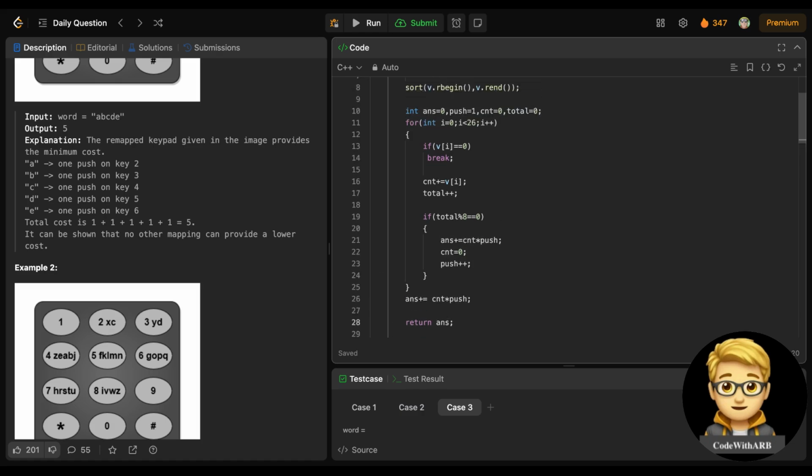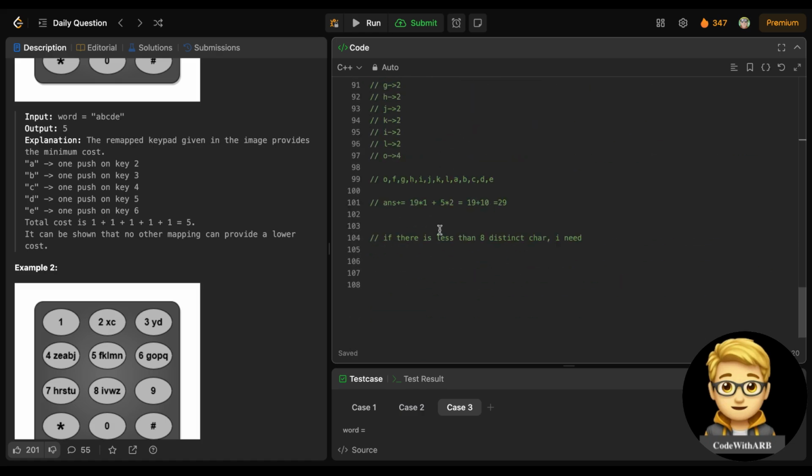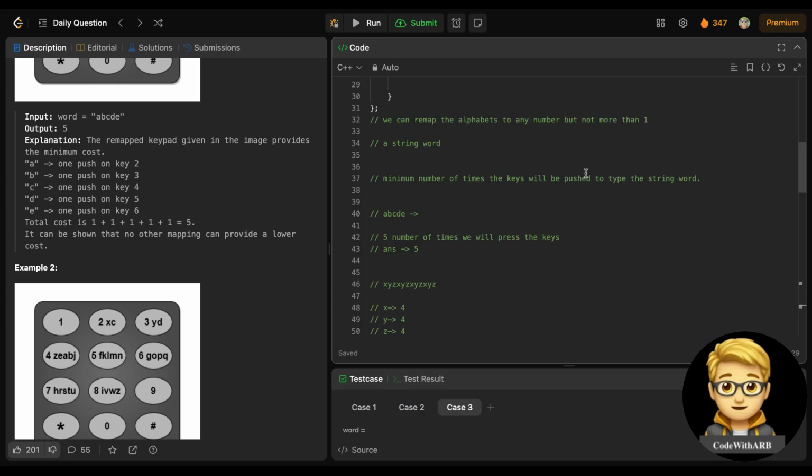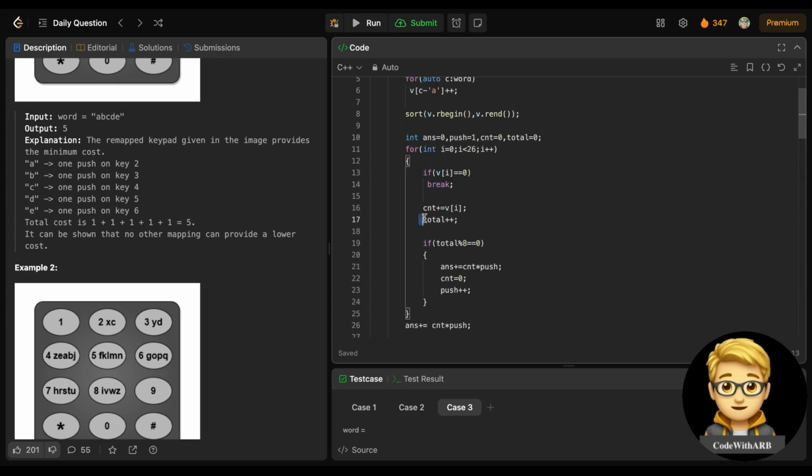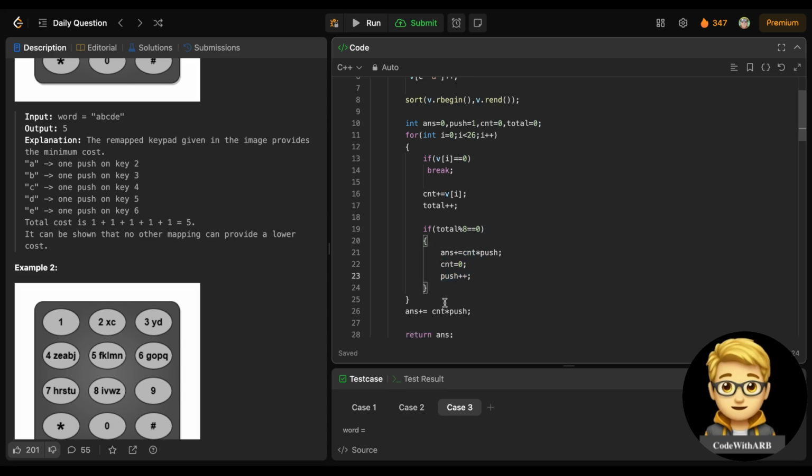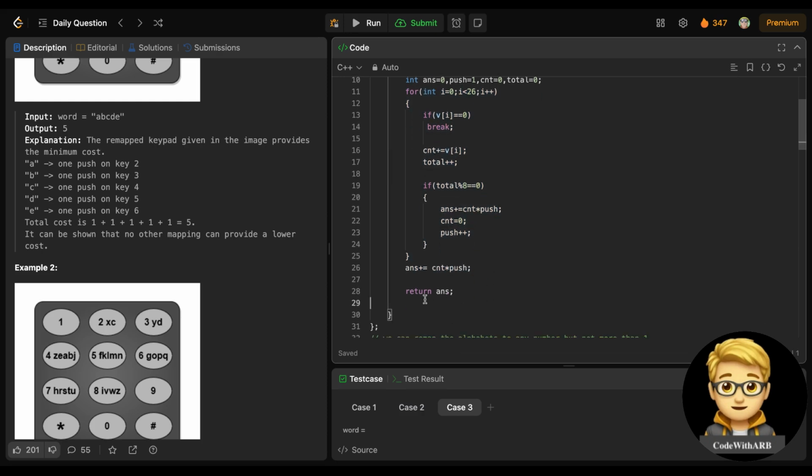So what I have done, if you see the implementation, is that till 8 characters, I need one push, and after that I need two pushes, and then after that I need three pushes, like that. So I'm calculating the total number of distinct characters, and also the frequencies along with that. And if my total characters is divisible by 8, it means I got 8 characters again. So I will push into my answer by multiplying with it, and then I'm increasing our push, right? And after that, if it is left with nothing, then it returns our answer, right?